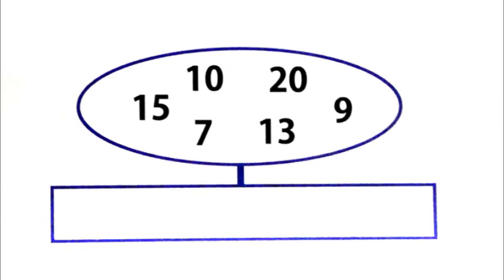After that, the rest you have to do on your own. You have to try. There is no point in me giving you the answers. You try, get the help of your parents to help you with this. Okay. Now let's see the numbers they have given us. 10, 20, 9, 13, 7 and 15.